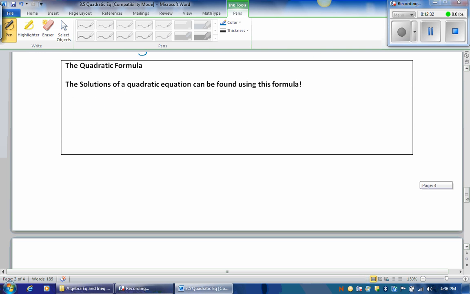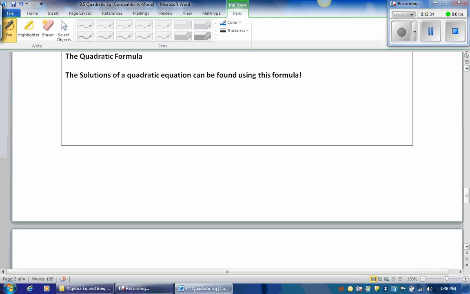All right, so the last thing I want to talk about is something called the quadratic formula. The quadratic formula is a formula that will allow you to solve any quadratic if it doesn't factor. Even if it does factor, the quadratic formula will solve any quadratic equation.